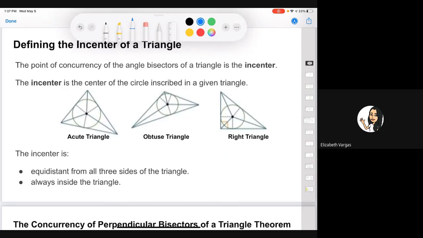The point of concurrency of the angle bisectors is known as the incenter. The incenter is the center of a circle inscribed in a given triangle. The incenter is equidistant from all three sides. Remember, it's all three sides. It's equidistant from all three sides, not all three angle bisectors. We want it to be equidistant from all three sides, and it's always going to be located inside the triangle.